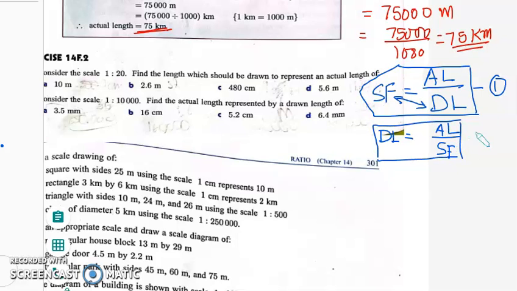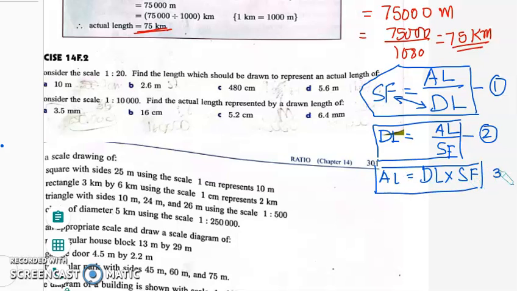Don't remember so many formulas. The rest of the formulas can be derived, like I just derived this one. And if you are required to find actual length, just multiply scale factor and drawn length, drawn length times scale factor. These all can be derived. I hope I am clear with everything that is being explained to you.